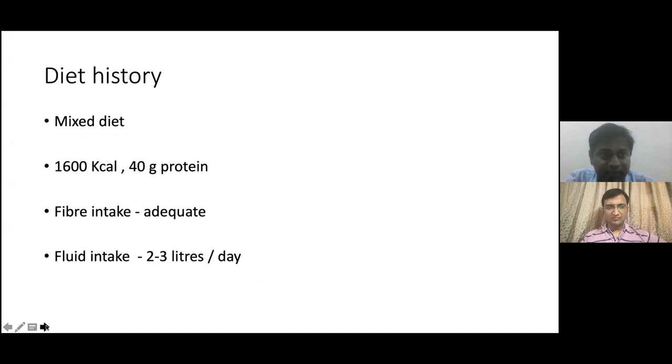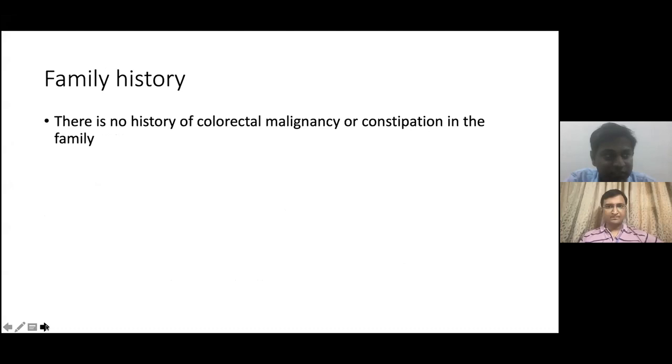His diet history is mixed diet, adequate calorie and protein intake. Fiber intake has been adequate and fluid intake is normal, 2 to 3 liters per day. There is no history of any colorectal malignancy or constipation in the family.